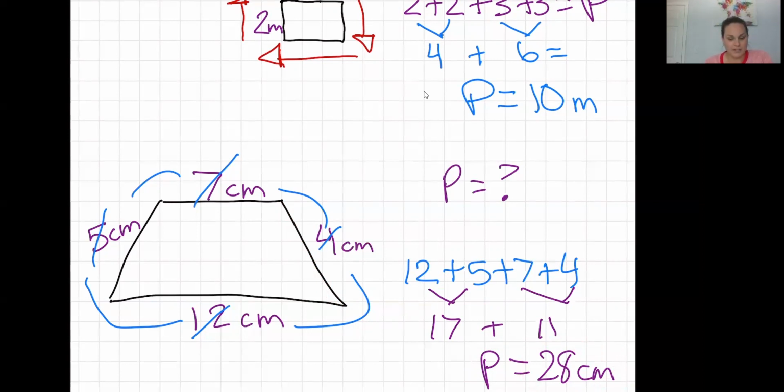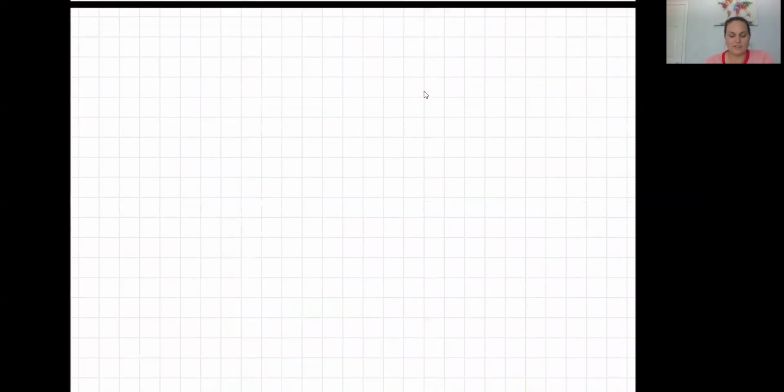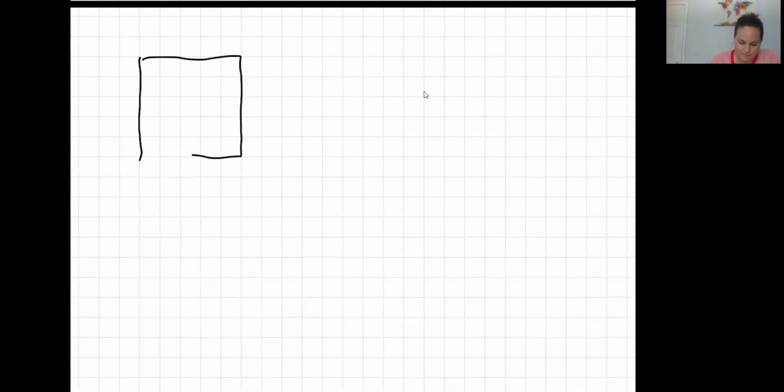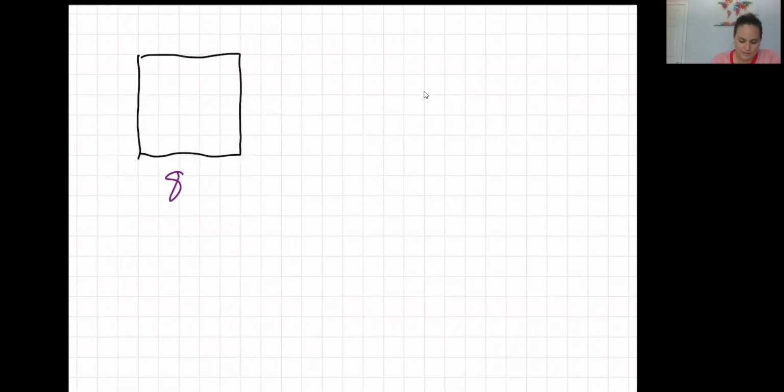All right, let's take a look at another one. And this one's gonna be a little more tricky. See if you can keep from getting tricked. All right, if my shape looks like this, and I have a side length labeled 8 meters, what is my perimeter going to be?